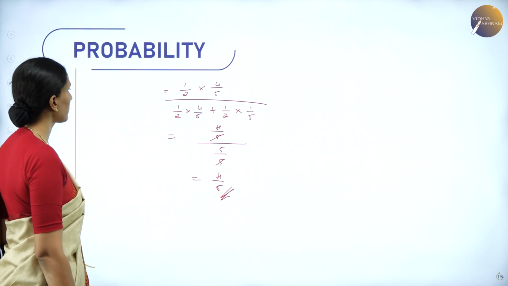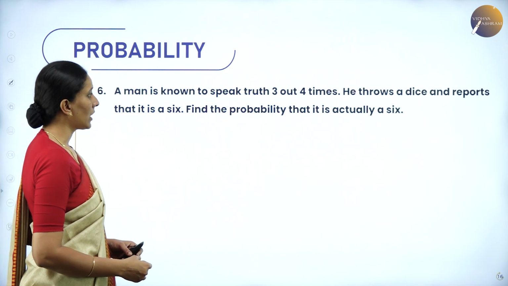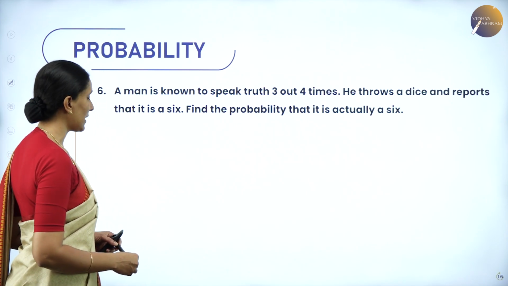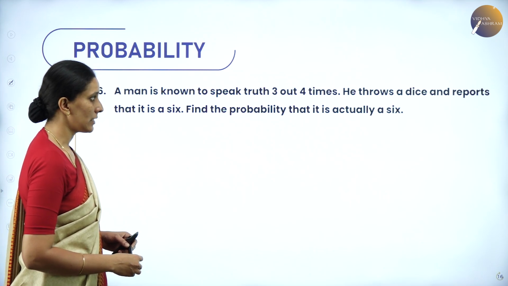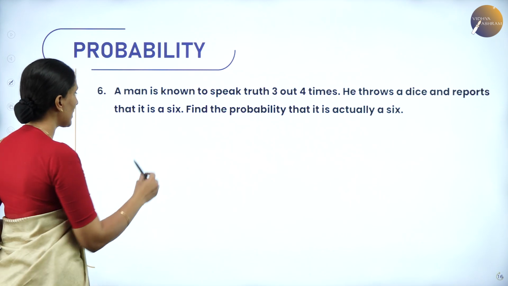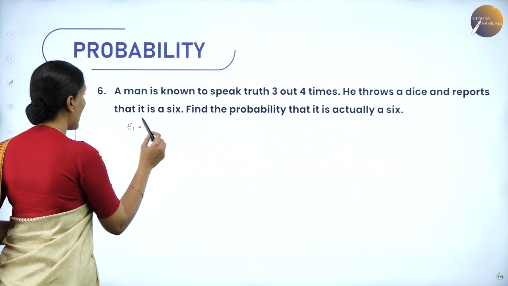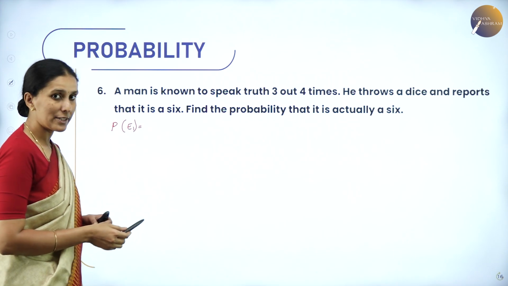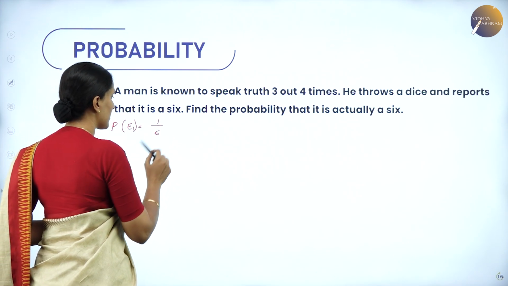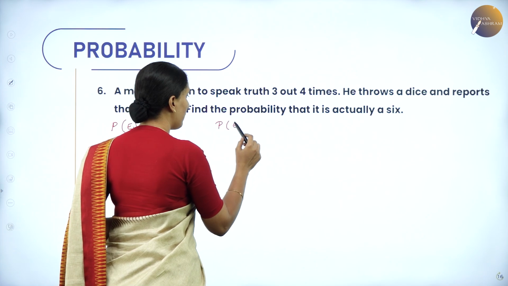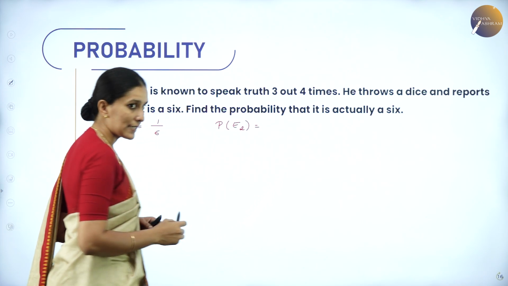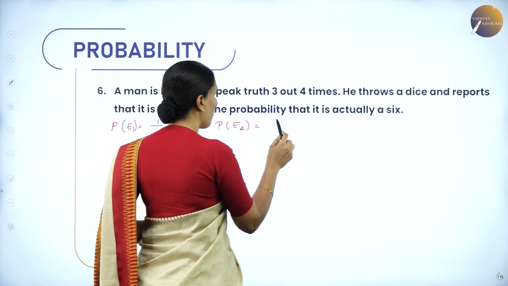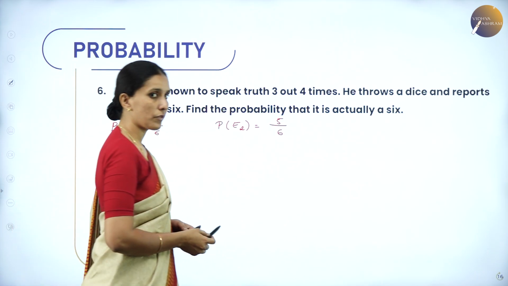Next question. A man is known to speak truth 3 out of 4 times. He throws a dice and reports that it is a 6. Find the probability that it is actually 6. Now let us consider event E1 as getting 6. So probability of getting 6 when a die is thrown is 1 by 6. And probability of an event where we will not get 6, it may be 1, 2, 3, 4, 5 in the dice, so we have 5 chances here. So it is 5 out of 6.